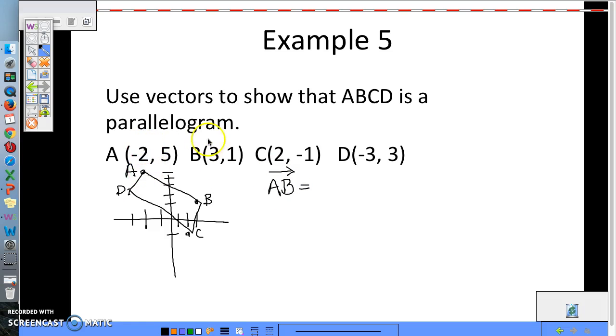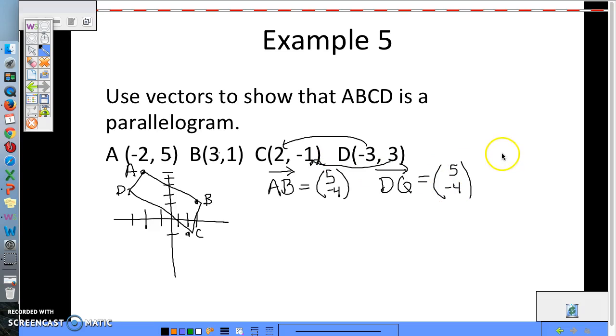Well, A to B, negative 2 to 3 would be 5, 5 to 1, it's going down 4. Well, that's got to be DC, would have to be that same vector, it needs to be the exact same, so D to C, negative 3 to 2, up 5, 3 to negative 1 is down 4. Then we could check the magnitude, 5 squared, well we know those are going to be the exact same magnitude, negative 4 squared. So they both have a magnitude of 25 plus 16, the square root of 41. So they have the same direction and magnitude, so those are the same.